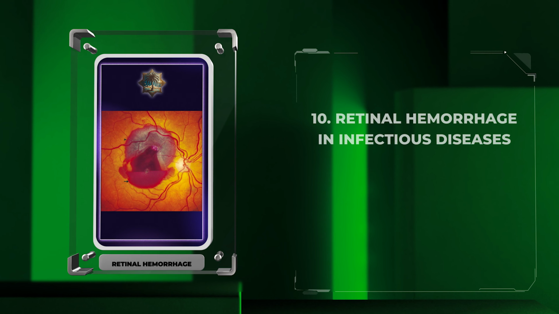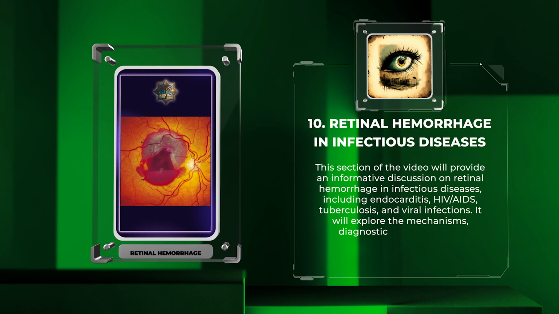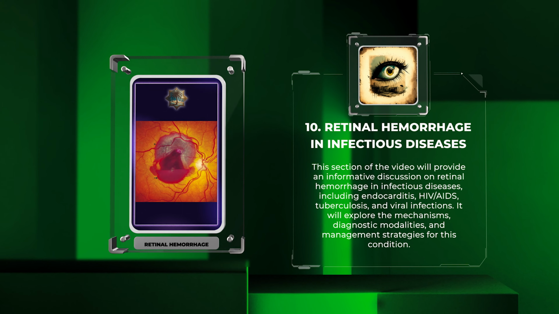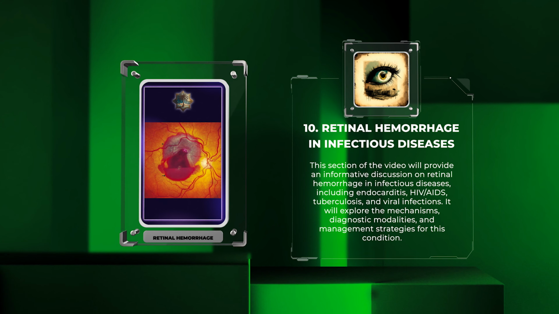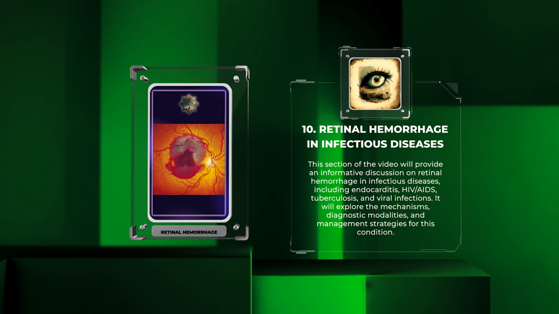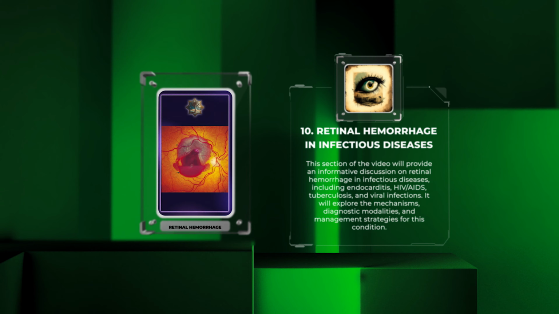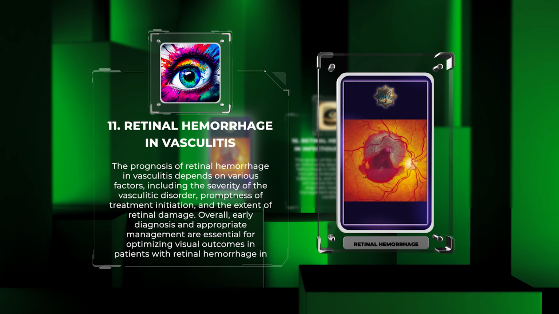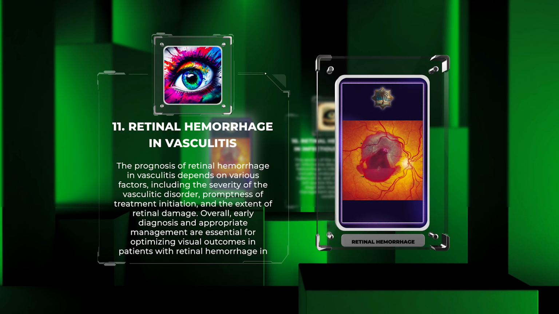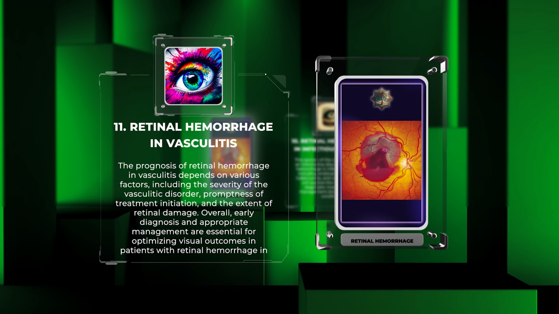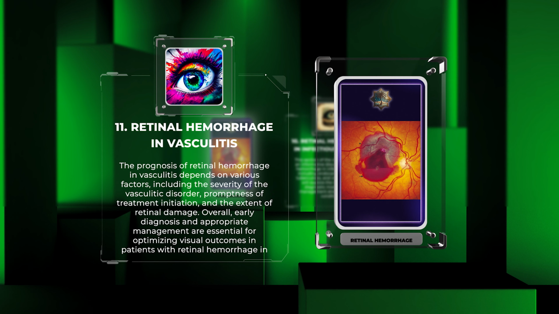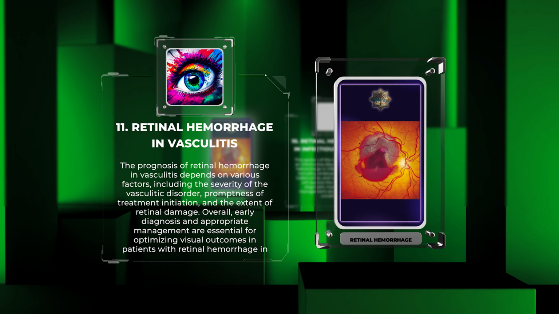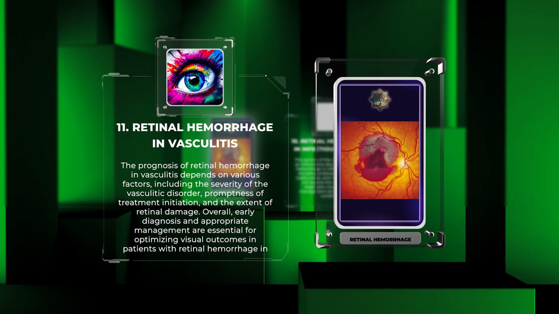This section of the video will provide an informative discussion on retinal hemorrhage in infectious diseases, including endocarditis, HIV/AIDS, tuberculosis, and viral infections. It will explore the mechanisms, diagnostic modalities, and management strategies for this condition. The prognosis of retinal hemorrhage in vasculitis depends on various factors, including the severity of the vasculitic disorder, promptness of treatment initiation, and the extent of retinal damage. Overall, early diagnosis and appropriate management are essential for optimizing visual outcomes in patients with retinal hemorrhage and vasculitis.